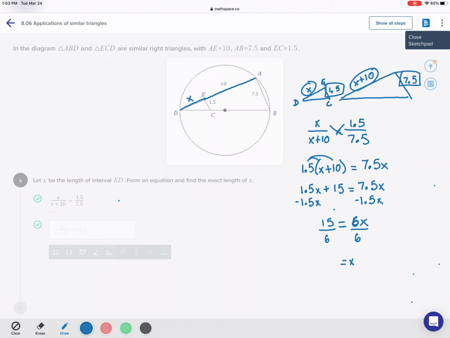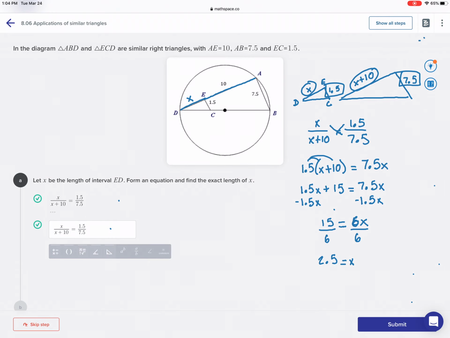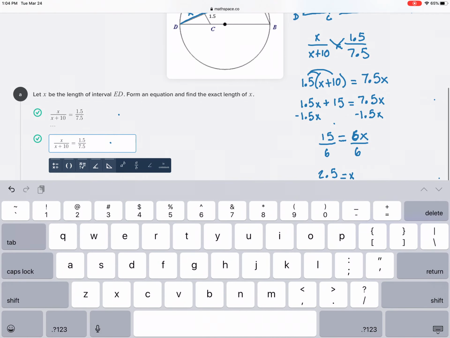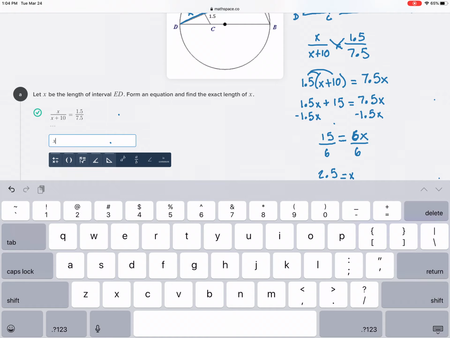And we stall while I bring up my calculator. I should be more used to that by now. 15 divided by 6 is 2.5. Okay. Close the sketch pad. Okay. So delete all the things. Get x equals 2.5.